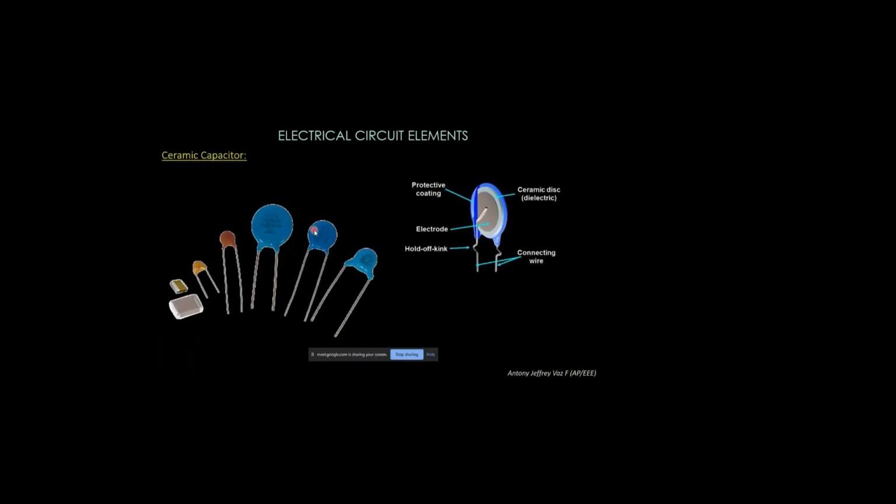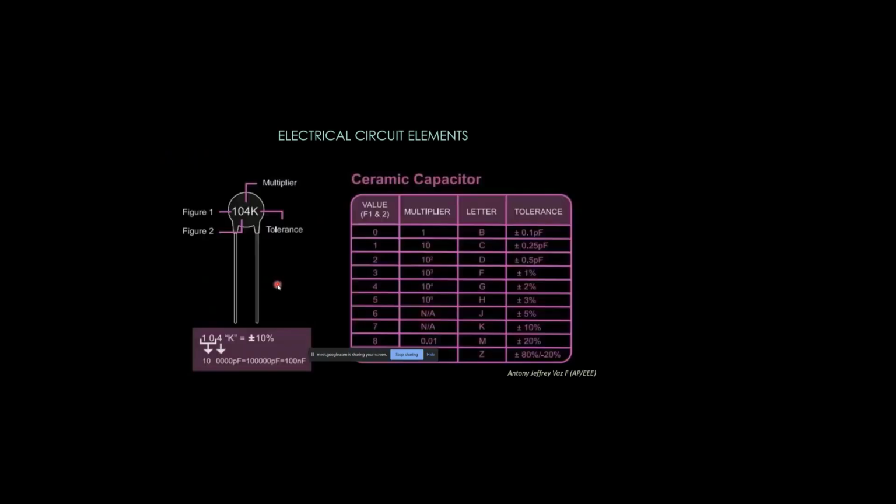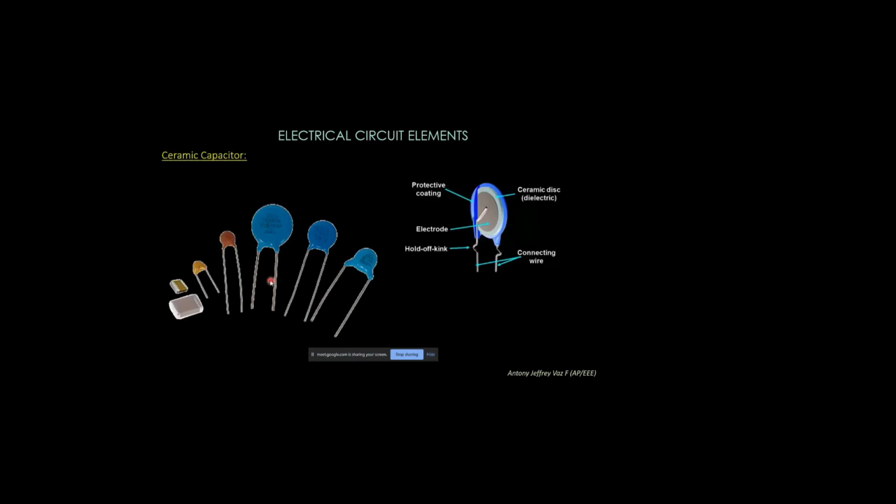The last type is the ceramic capacitor. You can see the various types of ceramic capacitors in various sizes. So this ceramic capacitor also has two leads, but it is not polarized. Not polarized means you can connect this capacitor in any way. This capacitor has no polarity. You can connect plus to minus or minus to plus, or interchange in any direction. This capacitor will not get damaged.